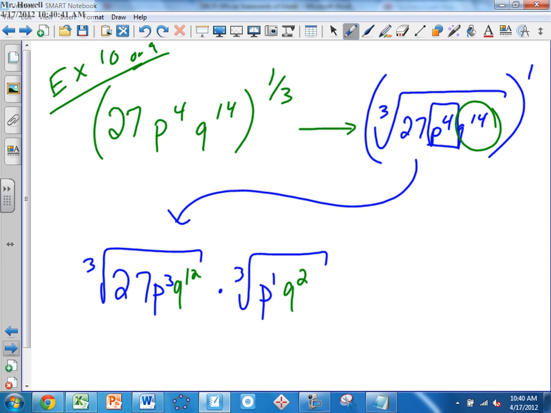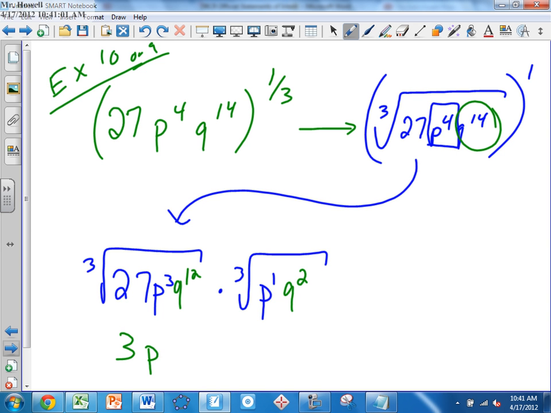But then the Q to the 5th can be broken up into Q to the 3rd and Q to the 2nd. Again, I can change these numbers, but it's not going to help me too much. At this point in time, just reduce. The cube root of 27 is just 3, because 3 times 3 times 3 is 27. Then I just do my rule. I divide my exponent by my index.